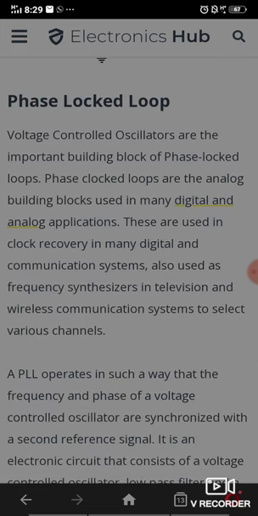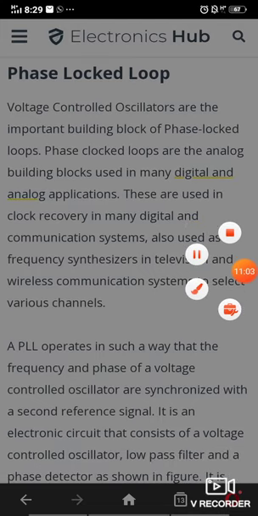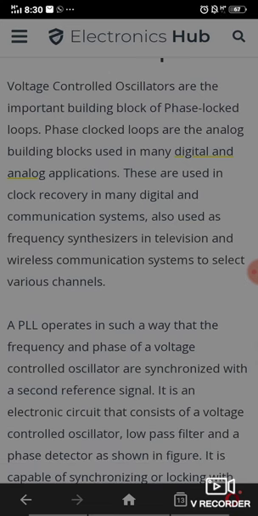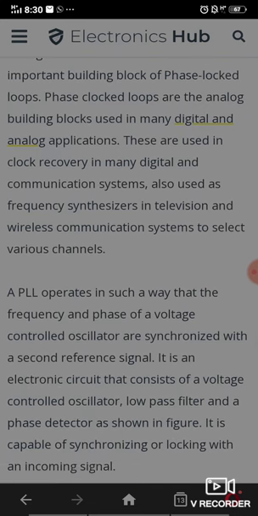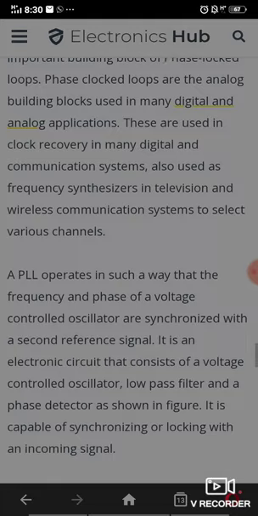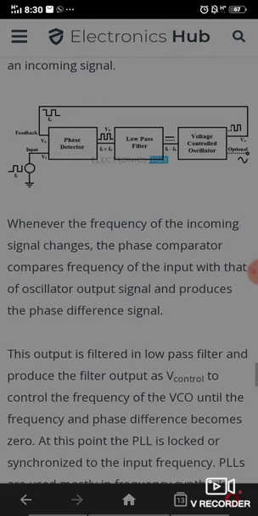A PLL operates in such a way that the frequency and phase of the voltage controlled oscillator are synchronous with the reference signal. It is an electronic circuit that consists of a voltage controlled oscillator, a low pass filter, and a phase detector as shown in the figure. It is capable of synchronizing or locking with an incoming signal.